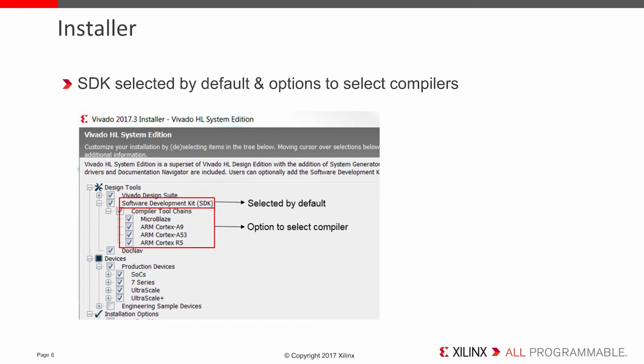In Vivado 2017.3, the installer provides users with the ability to select the compilers for different processors. Note that they are all selected by default. However, by using this compiler selection option, users can now benefit from some reduction in the disk footprint required for the installation.